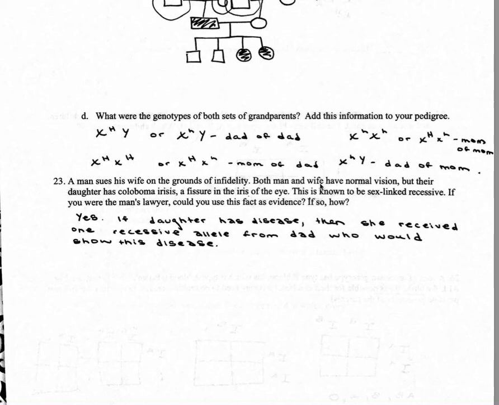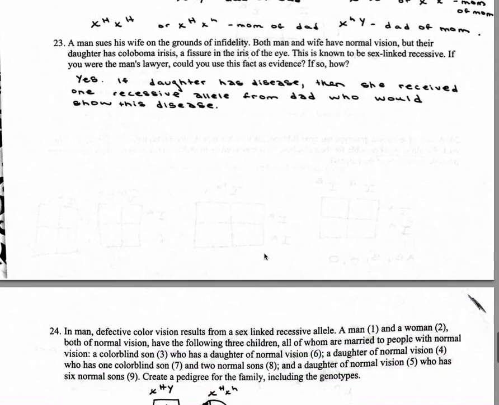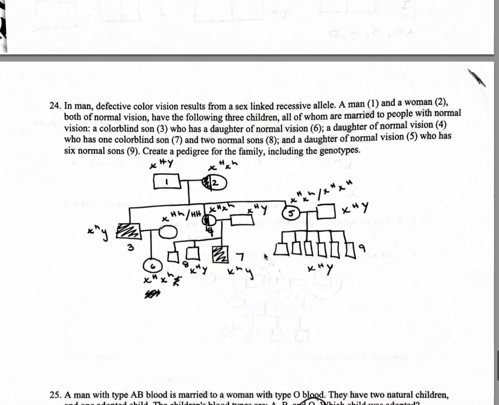And since the wife is only contributing one little h, the father would have to be colorblind as well for his daughter to be colorblind, X little h, X little h. So therefore, we know for a fact that the daughter is not his, right? And his suit is going to be successful.